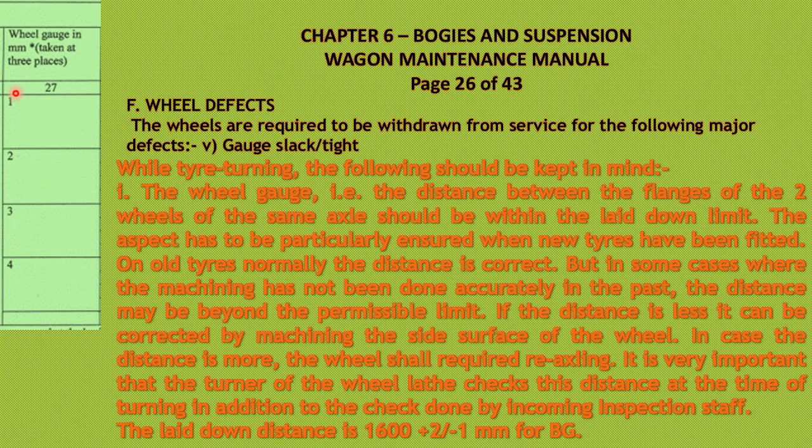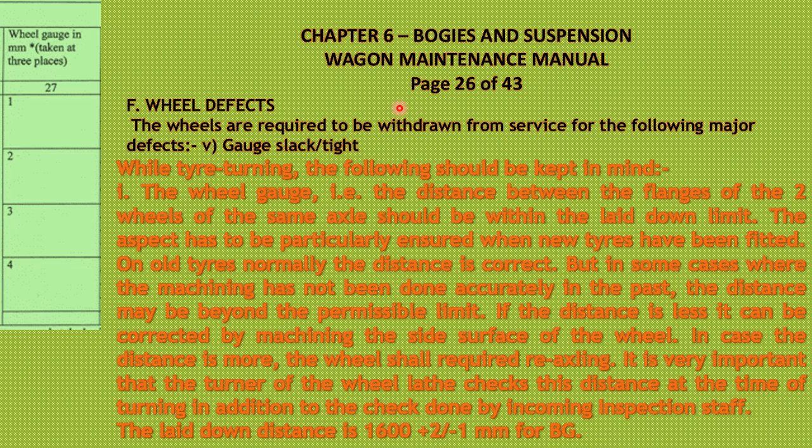Next column is 27, pertaining to wheel gauge taken at 3 places. Chapter 6, Bogies and Suspension, Wagon Maintenance Manual, page 26 of 43, defines under para F wheel defects, and under para F 0.5, out of gauge, slack or tight.